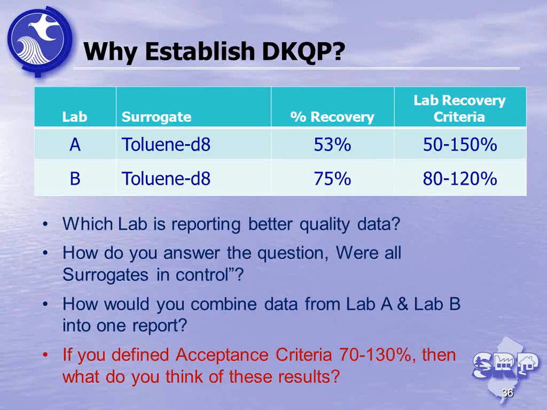All of a sudden, it makes our jobs as investigators that much easier. I'm able to say right away, okay, maybe the results from Lab A could be possibly biased low because that recovery is below 70 to 130, but I think Lab B's results are accurate as reported, just for that one quality control sample evaluation.